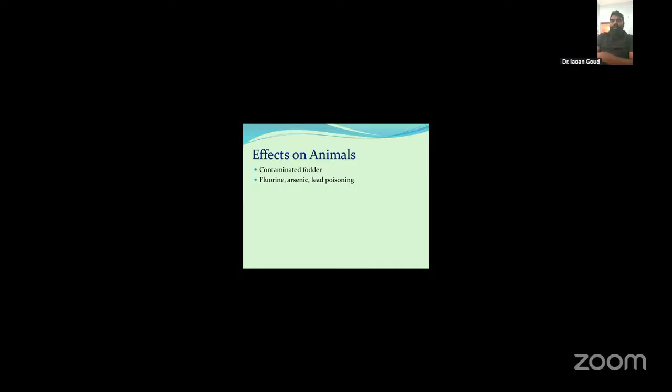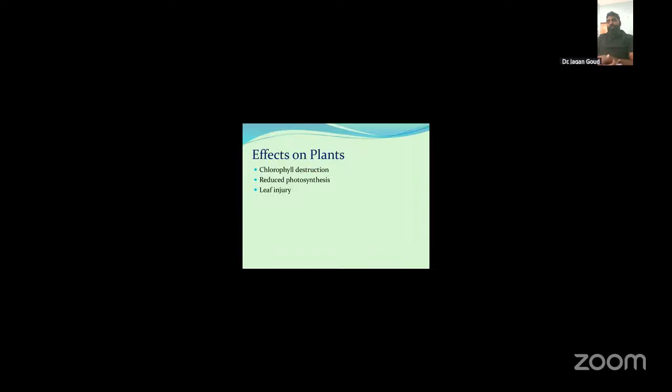Okay, coming to the next slide, effects on plants. Mainly the effects of air pollution on plants: plants are highly sensitive bioindicators of air pollution because they are continuously exposed through stomatal gas exchange and surface deposition. Pollutants affect physiological, biochemical, and structural processes, leading to reduced productivity and ecological imbalances.